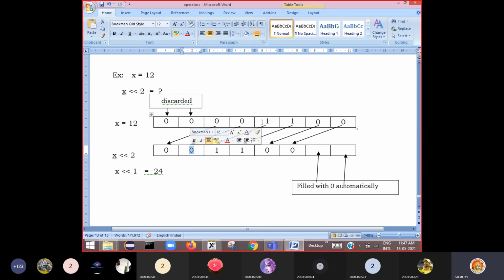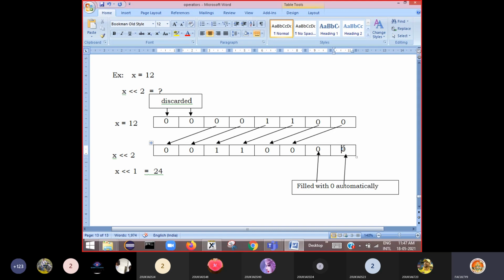Okay, now see here 0 0 1 1 0 0 0 0 1 1 0 0. You will get here. Okay, then rightmost 2 bit positions will be empty here. Okay, so they will be filled automatically with the zeros like this. Now this is the new bit pattern you will get here. Okay, now find out what is the answer you will get here.